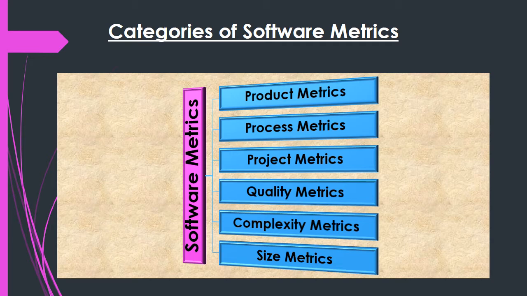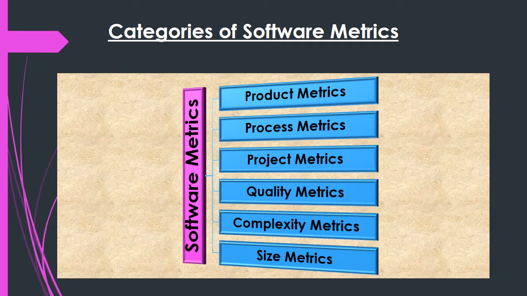Then the next, we have the quality metrics. Quality metrics defines the overall quality of a product, and if there are any defects, then what will be the causes of these defects, what will be the consequences, what is the intensity of the severity, how many defects are found in the development process, and how these defects will be debugged or removed. So all these things related to the quality of a product are described with the help of this quality metrics.